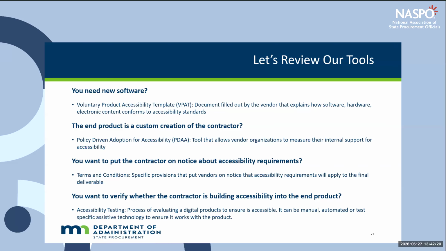And then accessibility testing is a tool that you use when you want to make sure that the contractor is building accessibility into the end product. It's a process of evaluating a digital product, and there are different ways of doing it. It can be manual, automated, or there can be testing with specific technology. That's why sometimes I go to a specific person that I know in state services for the blind who tests with a screen reader. So that's sometimes a place where I'll go.